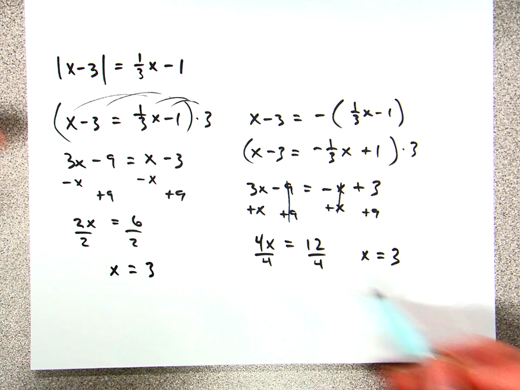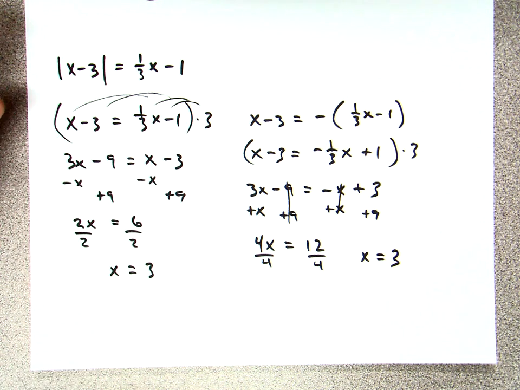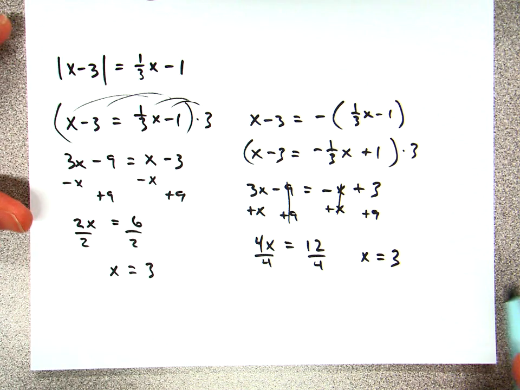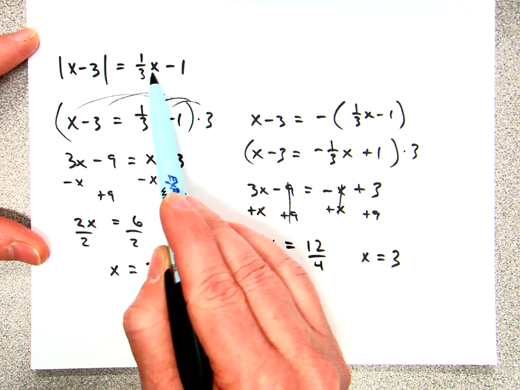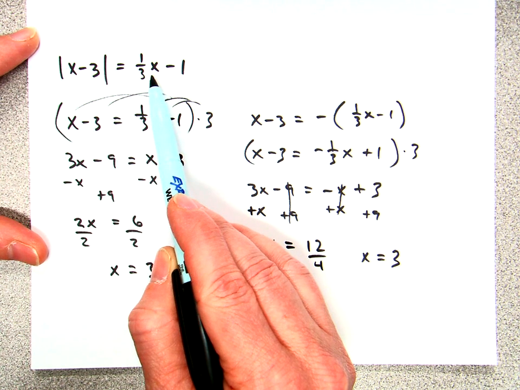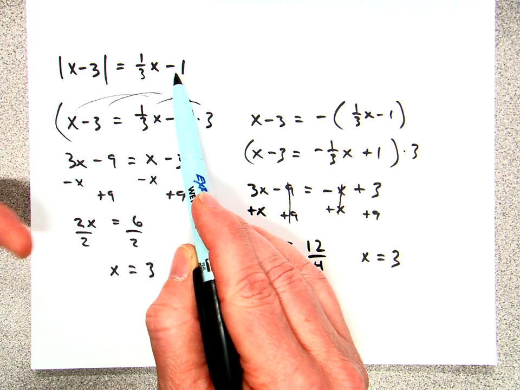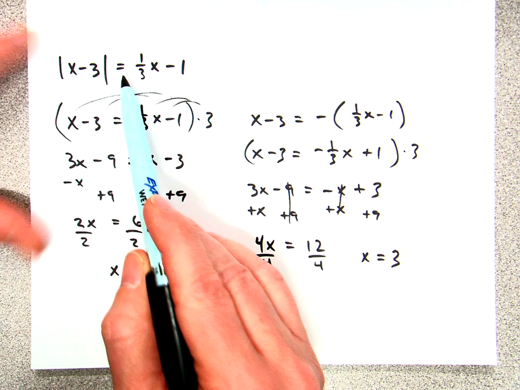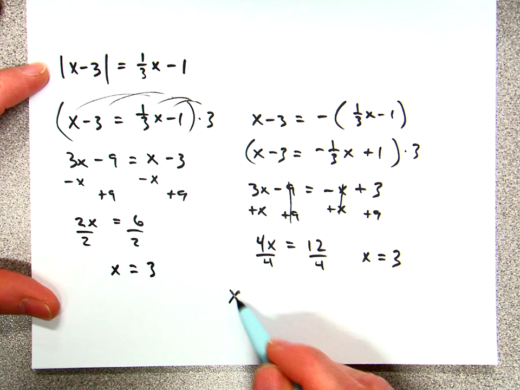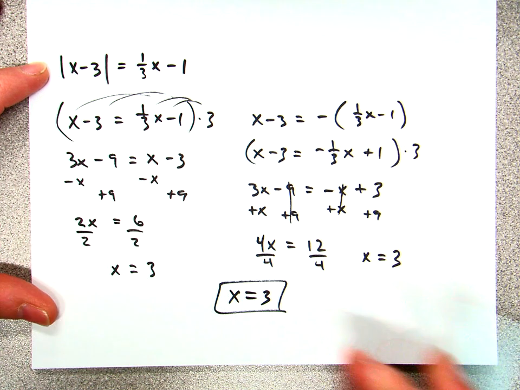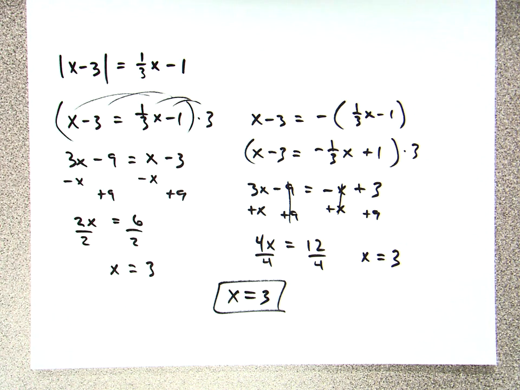So, they got the same number. That's fine. But I still need to check to make sure it's not going to be negative. So 3 times a third is just 1, and 1 minus 1 is 0. But the output of an absolute value can equal 0. So there's not 2 answers. There's just 1. X equals 3 is the only one, and it does work.